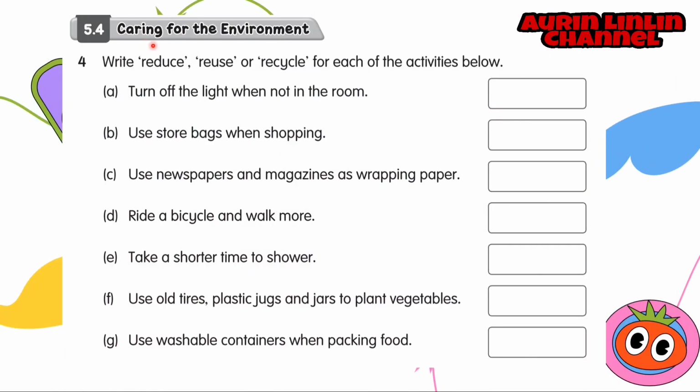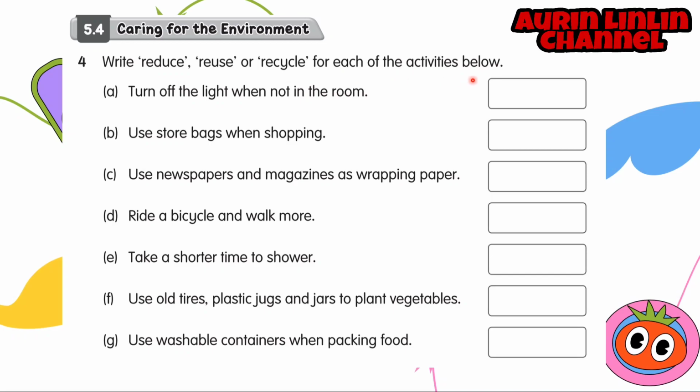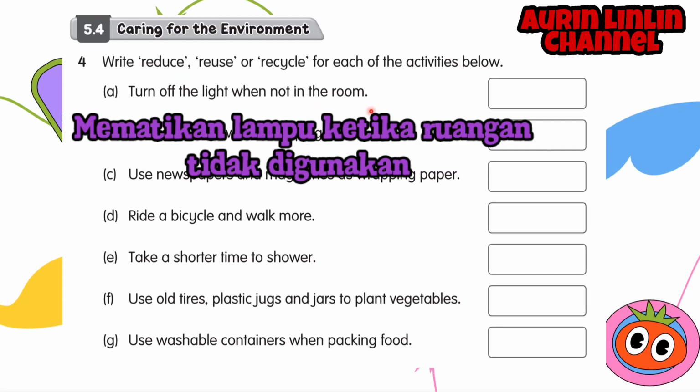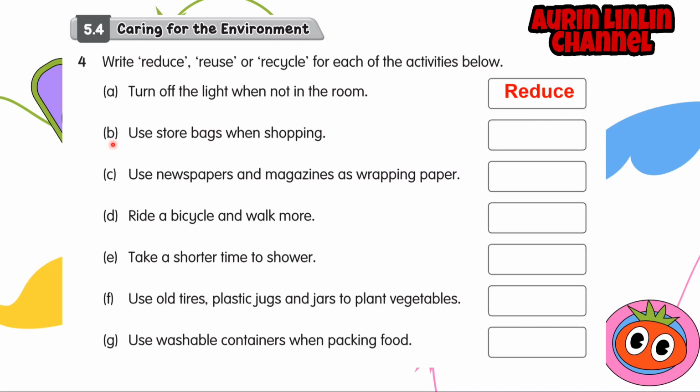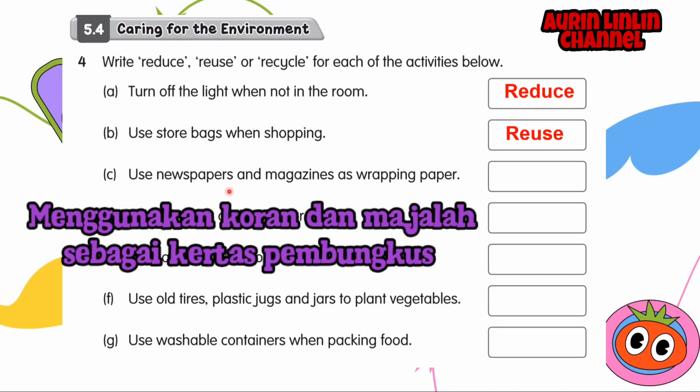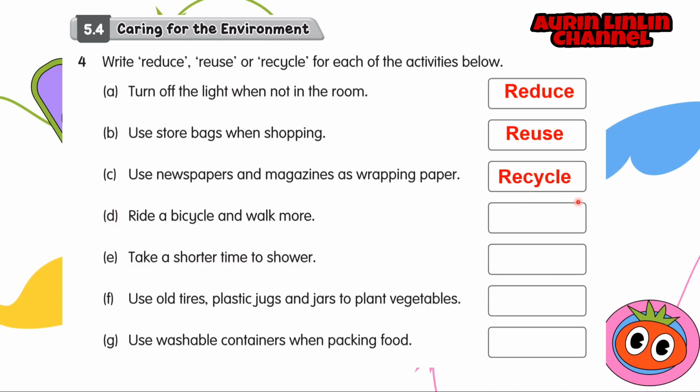Next part about caring for the environment. Write reduce, reuse, or recycle for each of the activities below. A. Turn off the light when not in the room. And this is a kind of reduce. B. Use store bags when shopping. And this is a kind of reuse. C. Use newspapers and magazines as wrapping paper. And this is a kind of recycle.